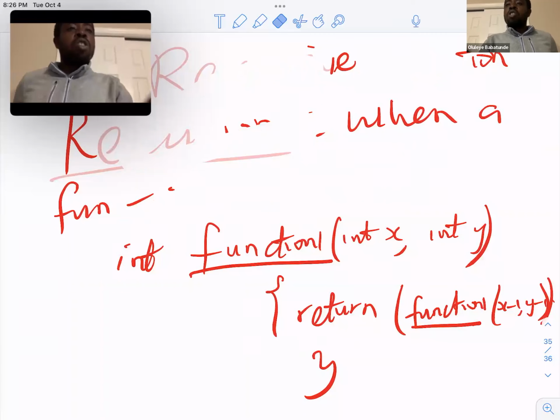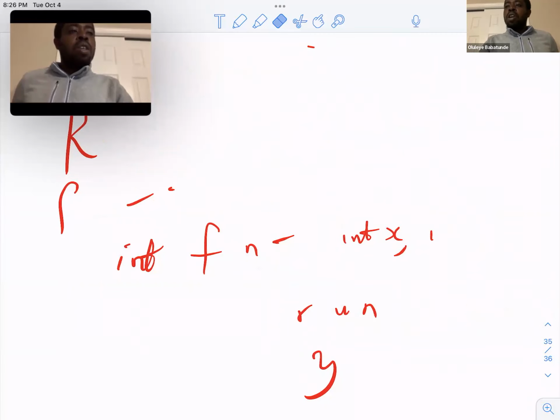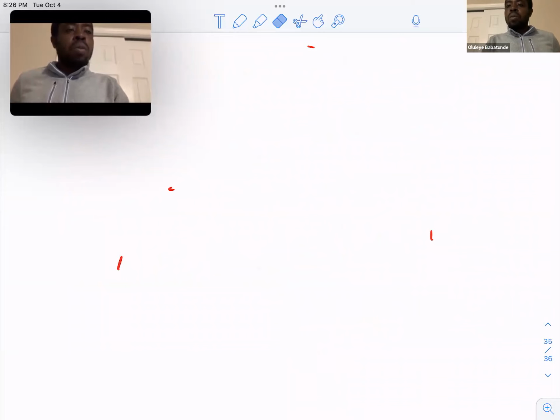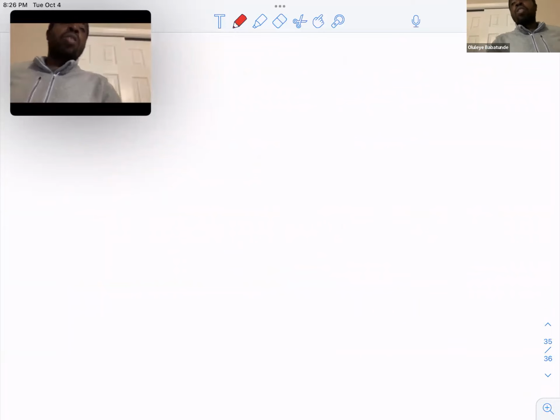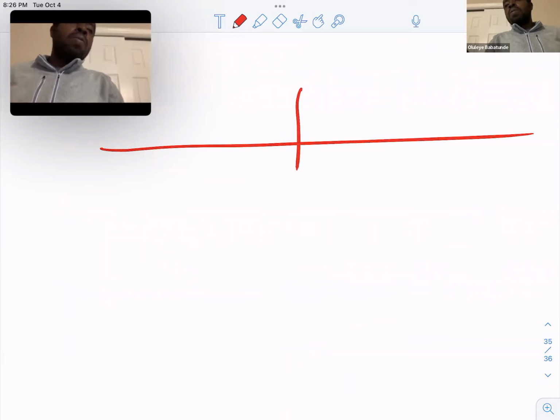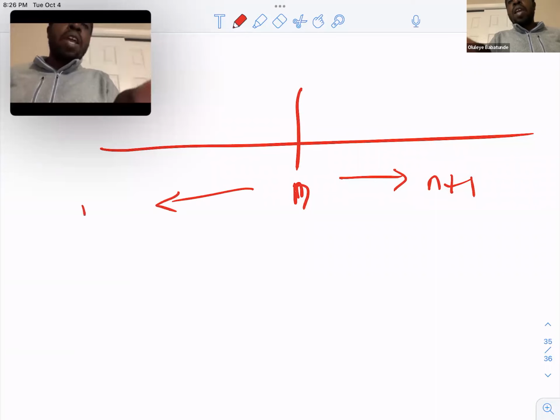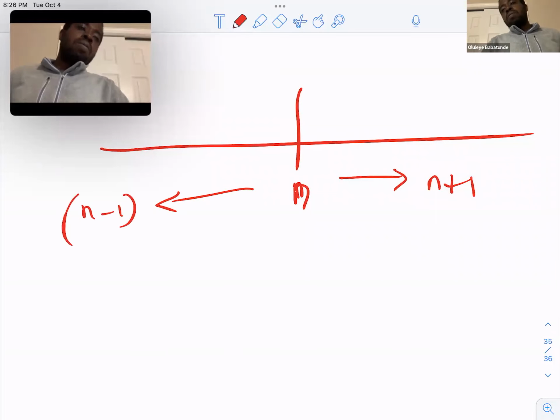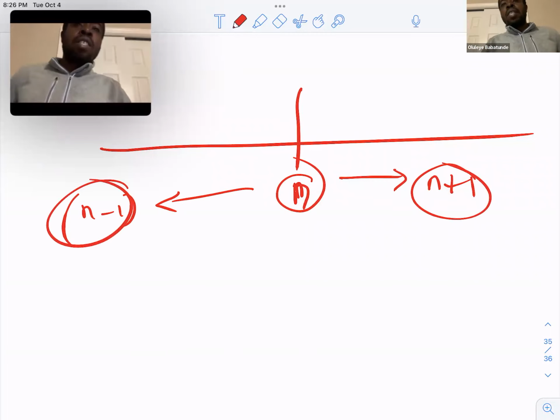And when it comes to relation, you also have what is called recurrence relation. For instance, if you look at this, suppose that's n. To the right of n, you can have n plus 1, and to the left of n, you can have n minus 1. And you can use these values as a subscript.